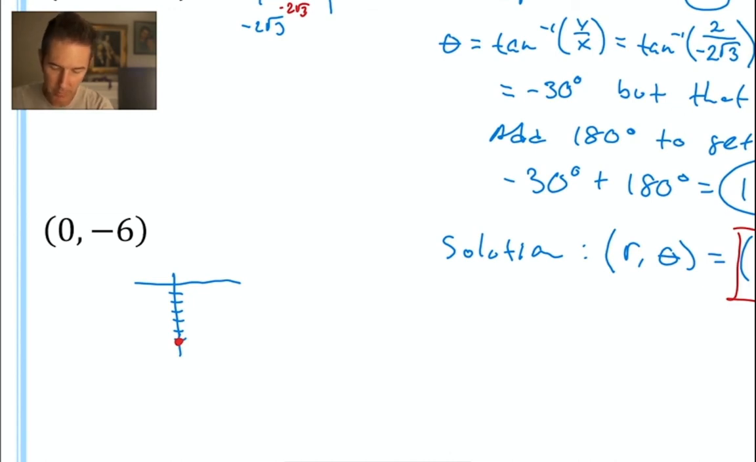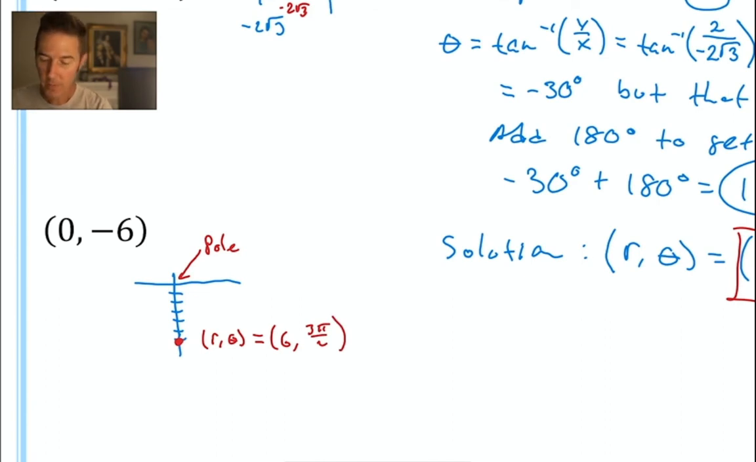I would recommend using a positive r value of 6, since the point is 6 units away from the pole, otherwise known as the origin. And in what direction are we aiming in order to go from the pole down to that point? You need to go down. You could use 270 degrees. You could use 3 pi over 2 radians. You could use -90 degrees, negative pi over 2 radians. Any one of those 4 options for an angle measure would work. I'm going to use 3 pi over 2.